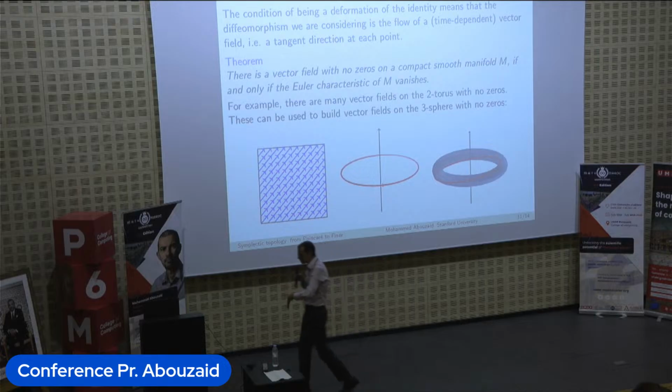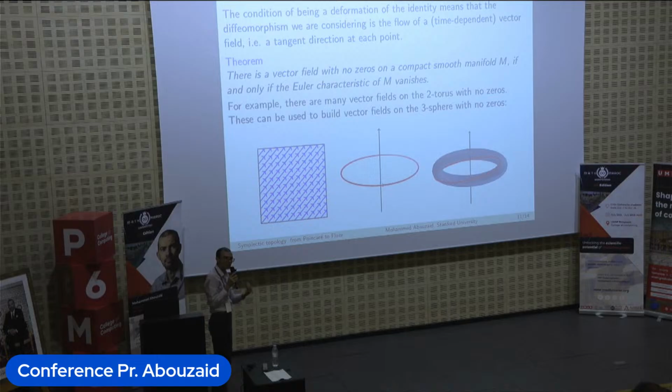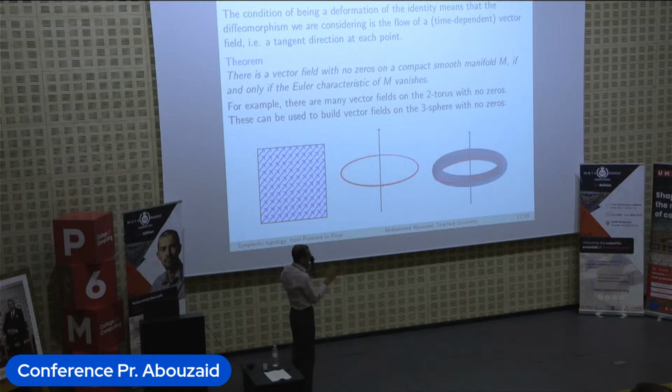And every diffeomorphism of a manifold which I can connect back to the identity can be produced by integrating, as we say, a time-dependent vector field. Now there's a theorem, probably proved somewhere around 1940, and it says if you have a manifold and it satisfies some topological condition, which I will say something about in a second, called that the Euler characteristic vanishes, then you can find a vector field with no zeros, and vice versa. If you can find a vector field with no zeros, then this topological property of the Euler characteristic vanishes.